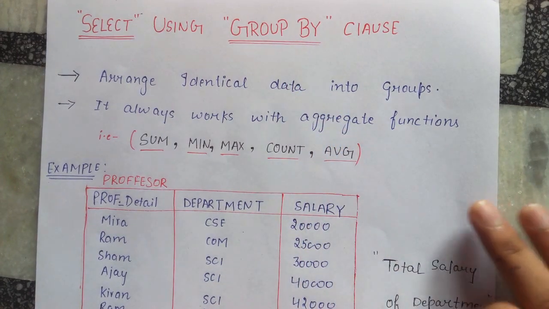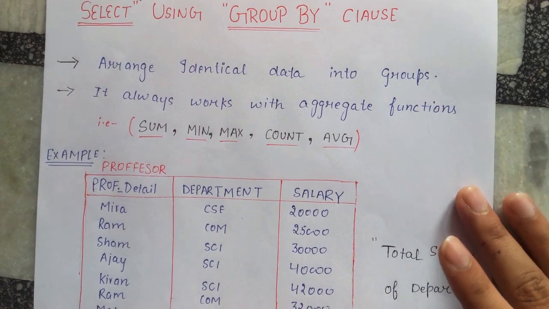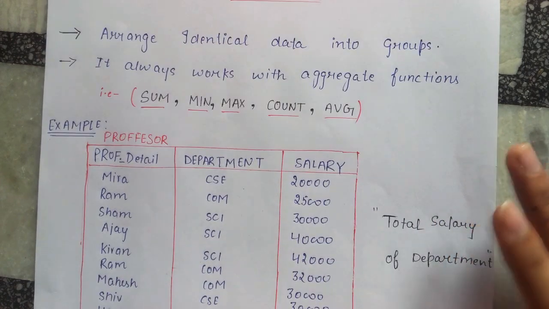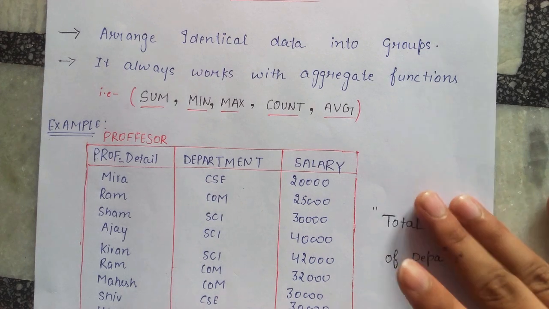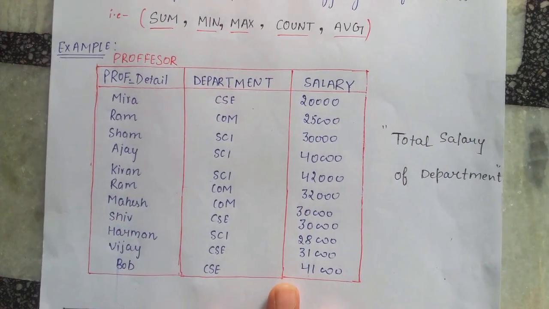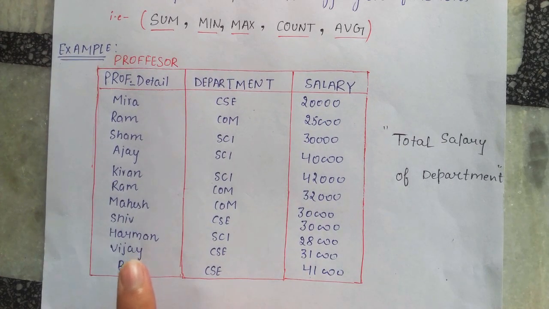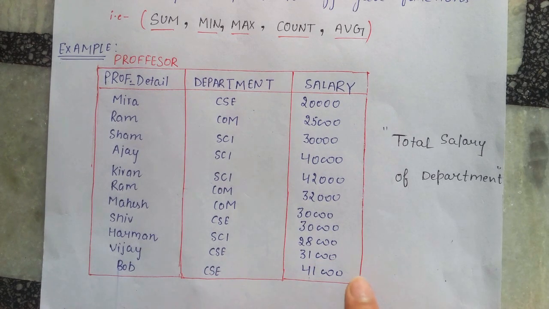Before understanding the syntax of the GROUP BY clause, one must know how it works, and how and why we use it. So let's take an example. This is a professor table that we have. It consists of three columns: the professor name, the department to which these professors belong, and the salary of each professor.